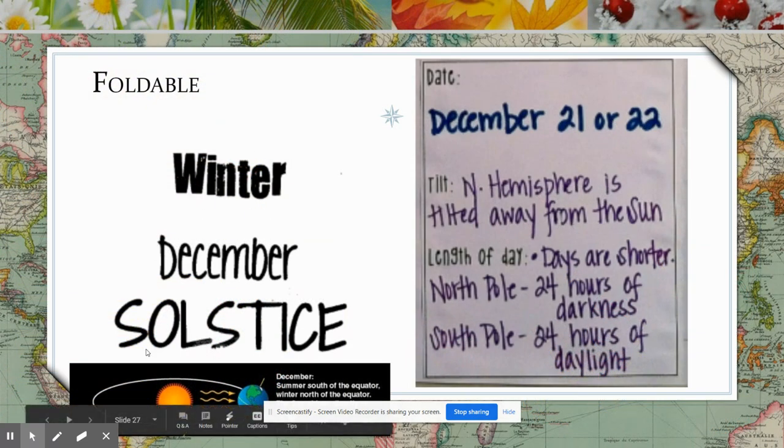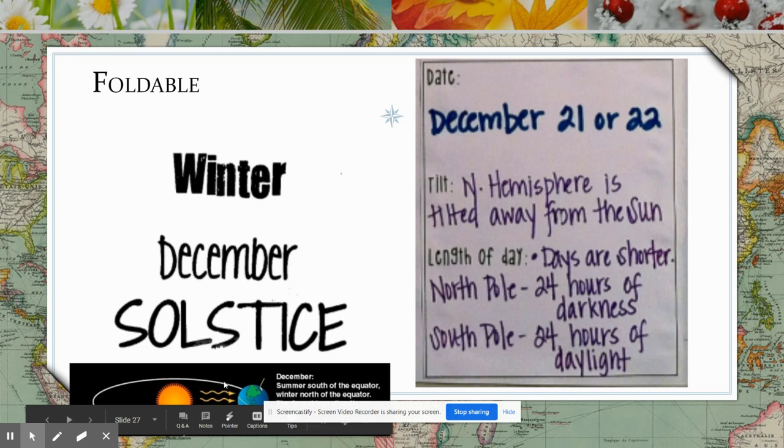Next will be winter solstice. This occurs on December 21st or 22nd. The tilt is going to be the northern hemisphere tilted away from the sun. When the northern hemisphere is tilted away from the sun, this is in December. We know what kind of temperatures we have during December, and it's going to start to get cold. And that is because we are tilted away from the sun during this season.